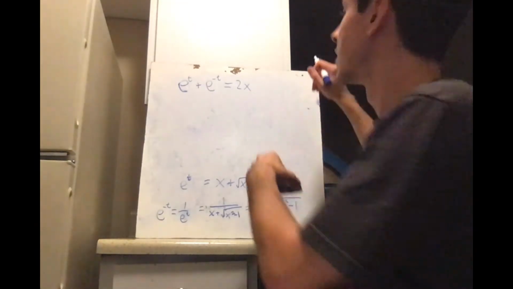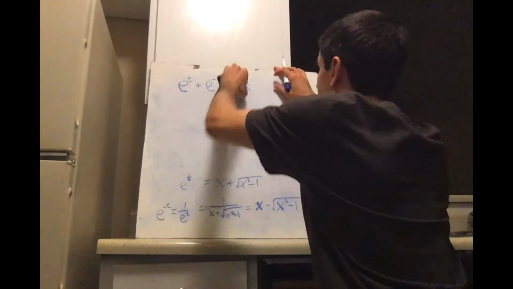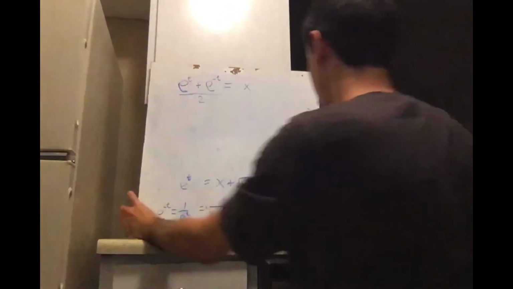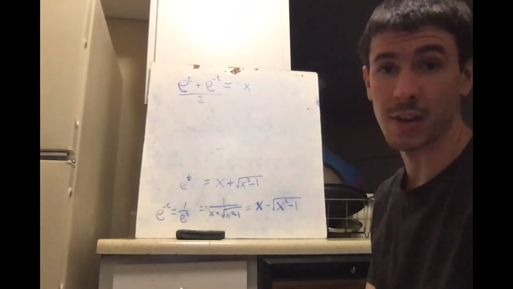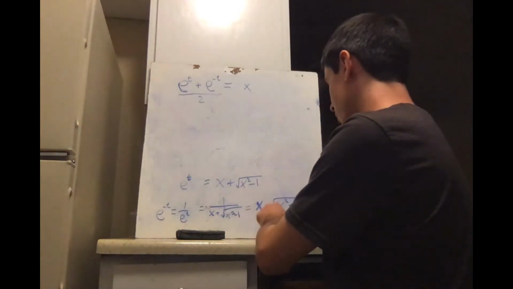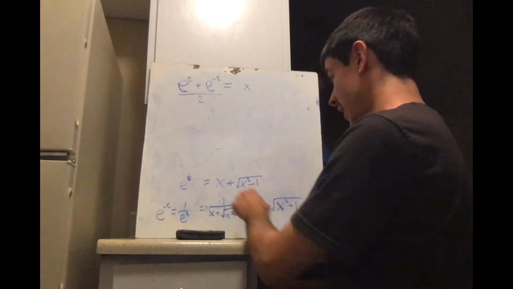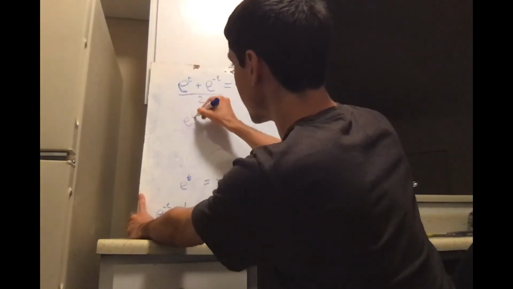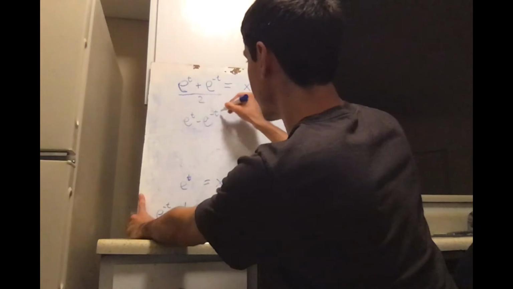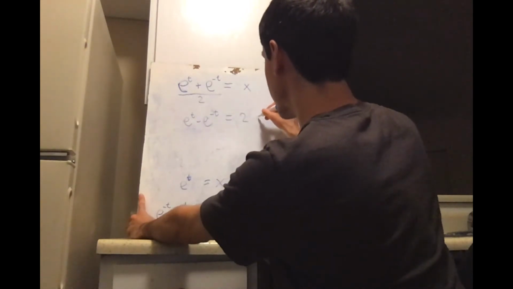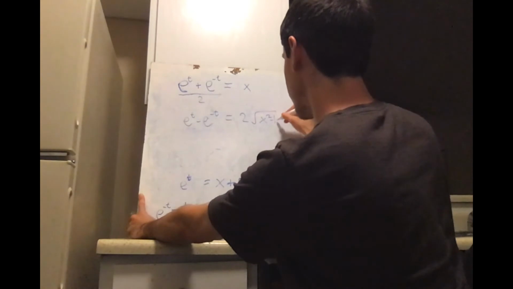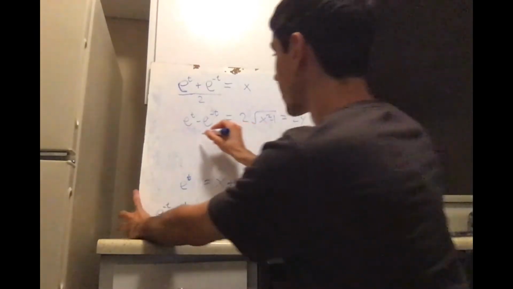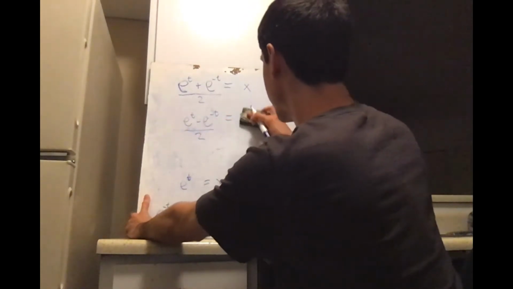Divide both sides by 2, so that we have x equals e to the t plus e to the minus t over 2. And remember, given the hyperbola that we're on, the square root of x squared minus 1 is y. So if instead of adding we subtract, we will similarly get e to the t minus e to the minus t equals 2 square root of x squared minus 1, which is 2y. Then we divide both sides by 2, and we just get that this equals y.